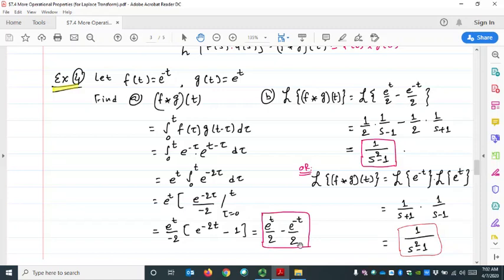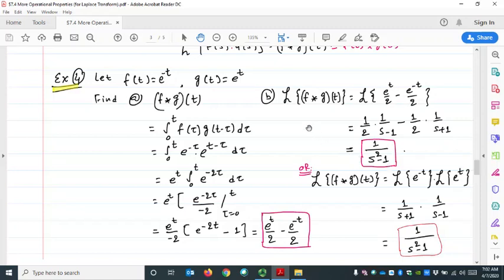It gives us our final answer: e to the t over 2 minus e to the power minus t over 2. Then in part B, let's take the Laplace transform of these convolutions, which is the same as the Laplace transform of this final result. We know the Laplace transform is a linear operator, so we send it to each of the terms. So 1/2 outside, the Laplace transform of e to the t is 1 over s minus 1, minus 1/2, the Laplace transform of e to the power negative t becomes 1 over s plus 1. Simplifying gives us 1 over s squared minus 1.